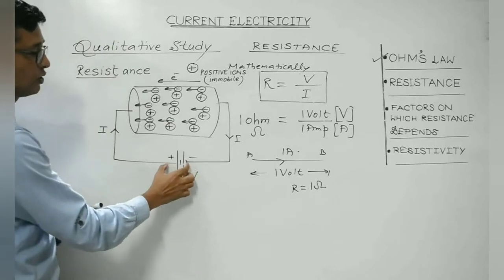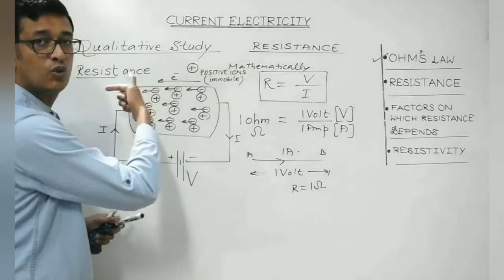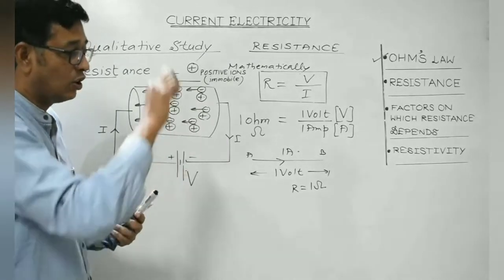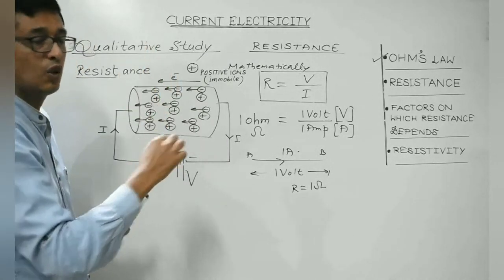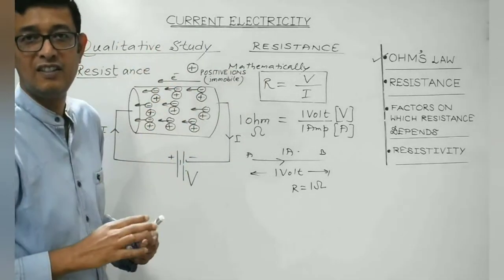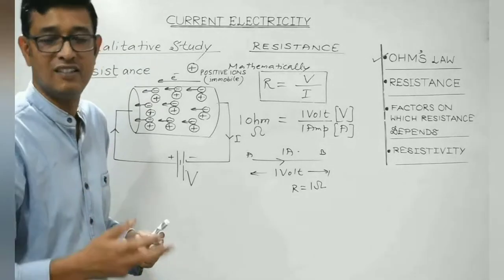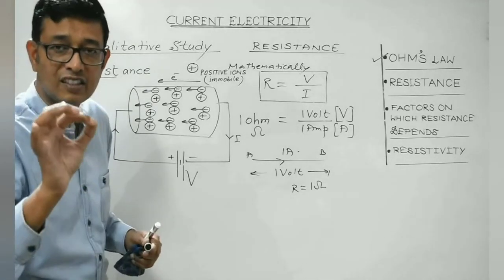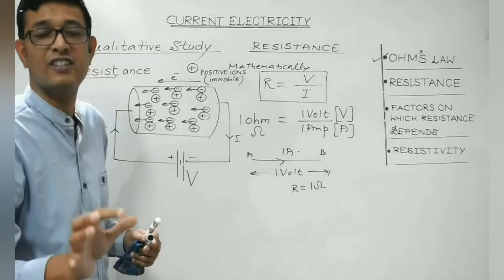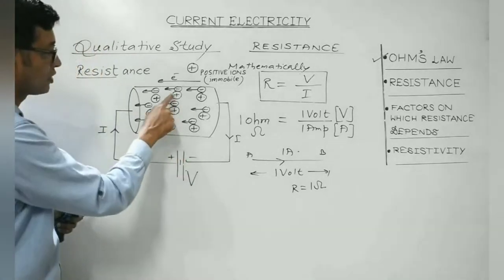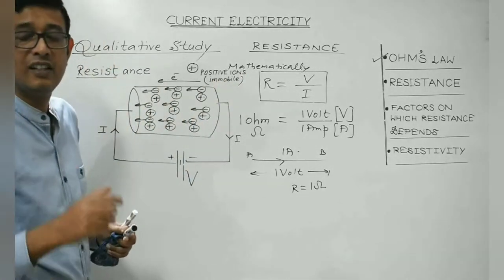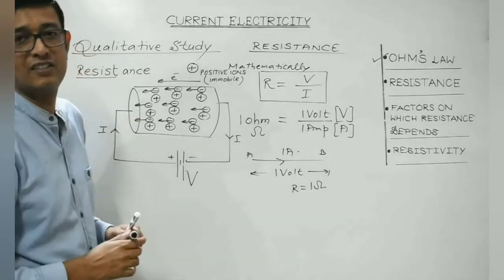So under the influence of this source, when the electrons drift in a particular direction, the electrons very often collide against each other and also with the vibrating ions. As the electrons collide with the vibrating ions, their motion gets hindered, their motion gets obstructed. This hindrance or opposition or obstruction offered by the positive ions of the conductor towards the movement of free electrons is known as resistance.